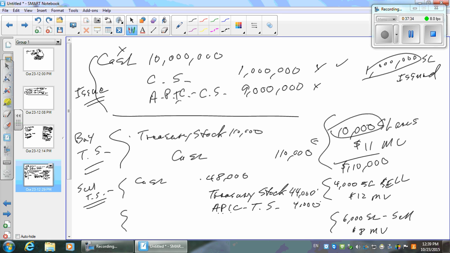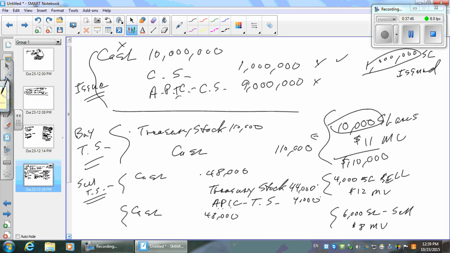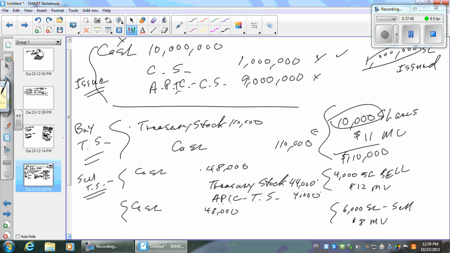All 6,000 got me $8. How much is that? Is that 48,000? I didn't do that on purpose. It is, right? Okay. And then what? How much do you want to credit treasury stock for? Yeah, it's got to be 66 because you sold it all off.